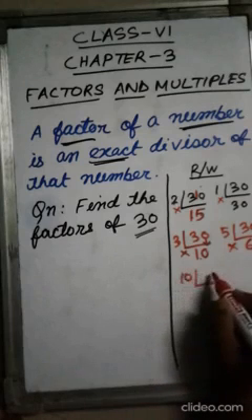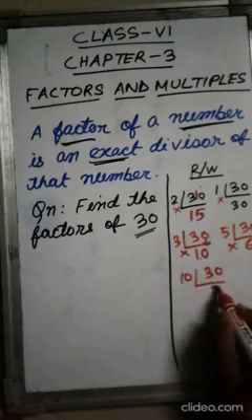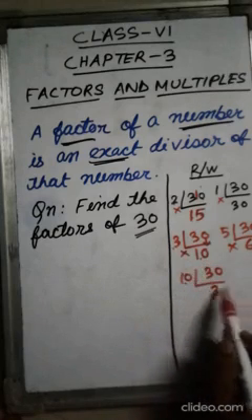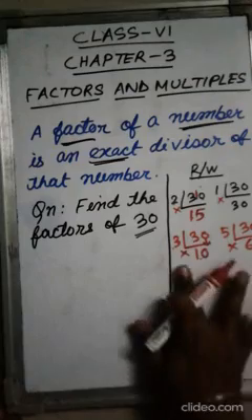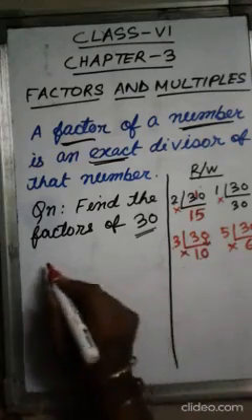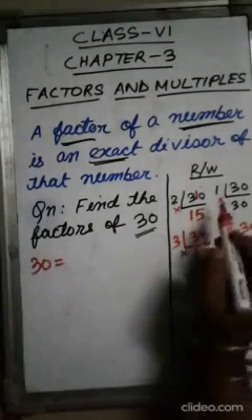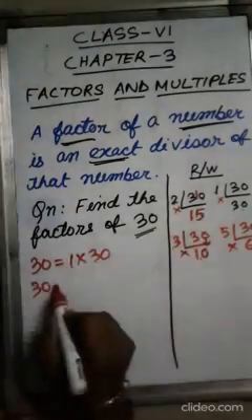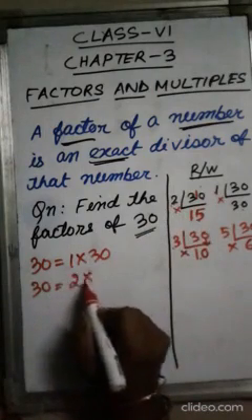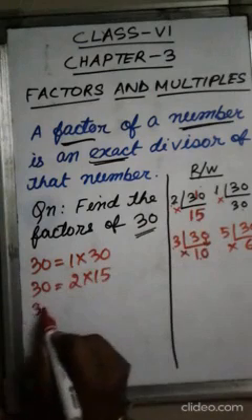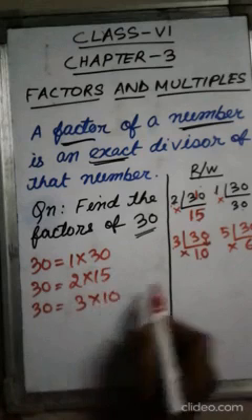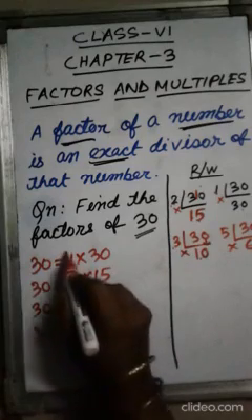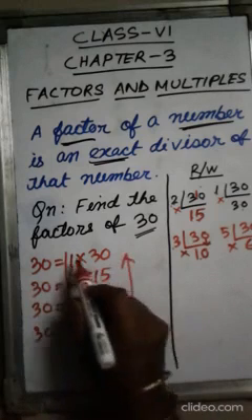10, again if we divide 30 by 10, we get 3. But here we have already got 3 and 10. So again here 10 and 3. So we shall stop the calculation here itself. So 30 is equal to 1 into 30. 30 is equal to 2 into 15. 30 is equal to 3 into 10. 30 is equal to 5 into 6. So write all the numbers starting from 1.